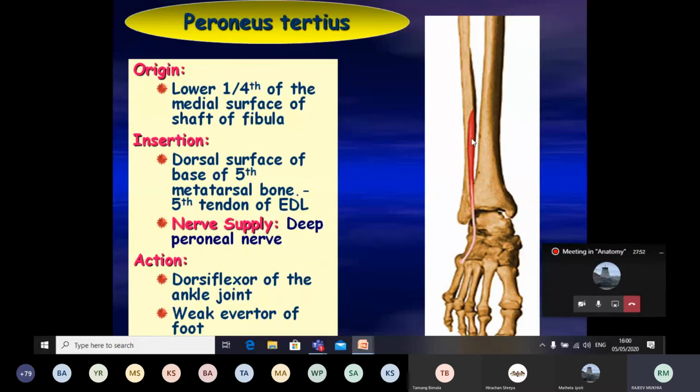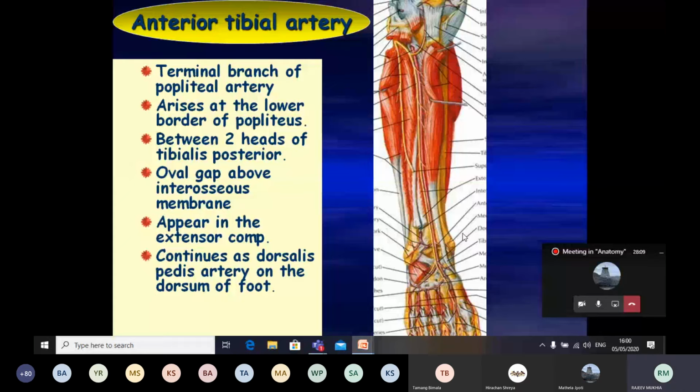The nerve supply of this muscle is again the deep peroneal nerve. The action is dorsiflexion of the ankle joint, and it is also an evertor. Since it goes towards the lateral side, its action is eversion of the foot. So we have studied the four muscles: tibialis anterior, extensor digitorum longus, extensor hallucis longus, and the peroneus tertius.